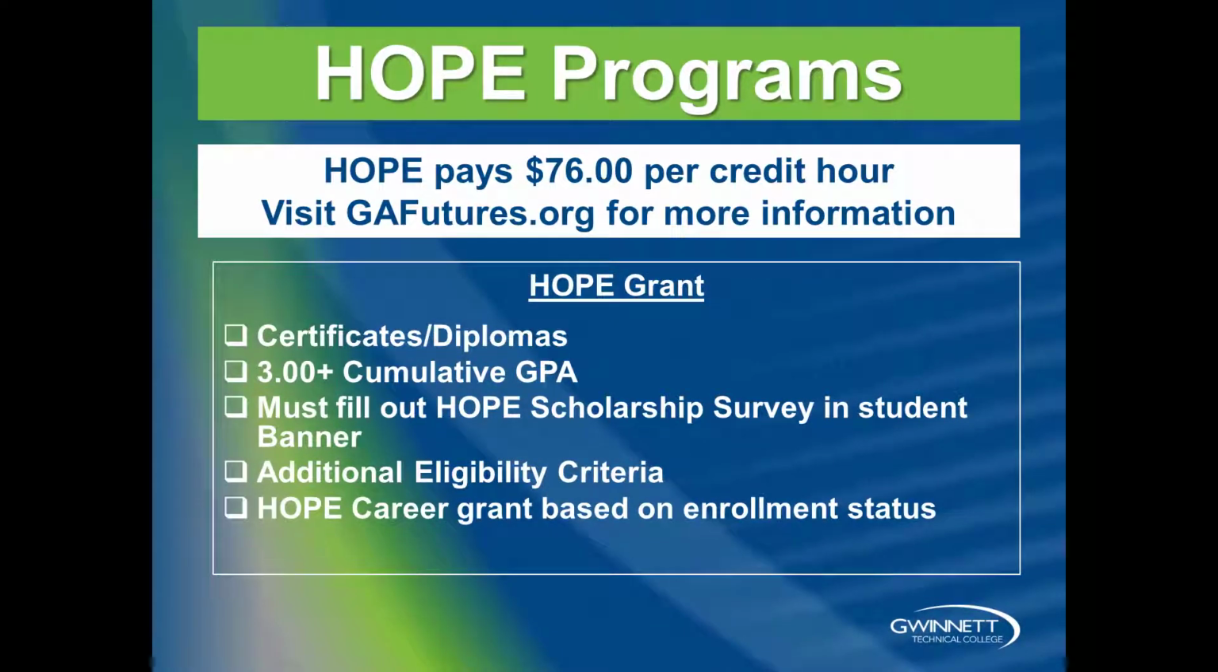The Hope Grant pays the same $76 per credit and is for students enrolled in eligible diploma and certificate programs. You must also complete the survey in banner and maintain GPA requirements in order to qualify for the Hope Grant. Students who receive the Hope Grant may also be eligible for the Hope Career Grant.